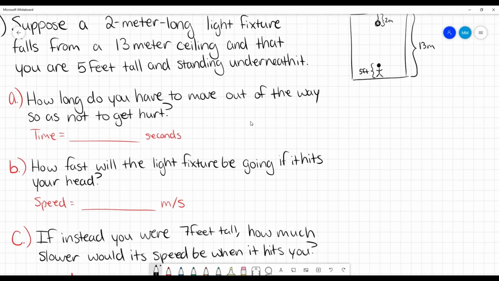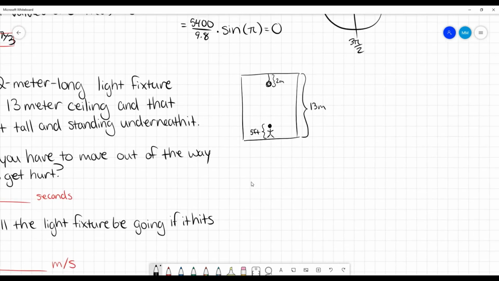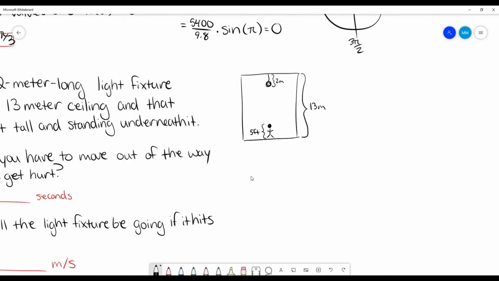All right, so it first asks us, how long do you have to move out of the way so as not to get hurt? Well, what we really need to figure that out is we need to know how much time it's going to take for this light fixture to fall before it touches us, before it hits our head, right? So it's going to be falling this distance here, and that distance is going to be, well, 2 meters, 5 feet. It's going to be something in there.